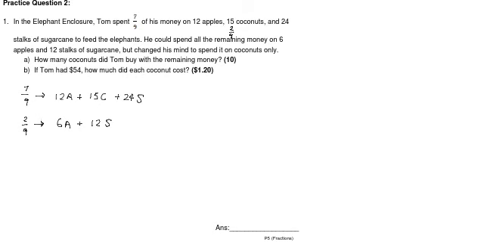How many coconuts did Tom buy with the remaining money? So you know that 2 over 9 can get him 6 apples, 12 sugarcane. So you will see this relationship, 6 apples, 12 apples, 12 sugarcane, 24 sugarcane. So it's twice. Okay, right.